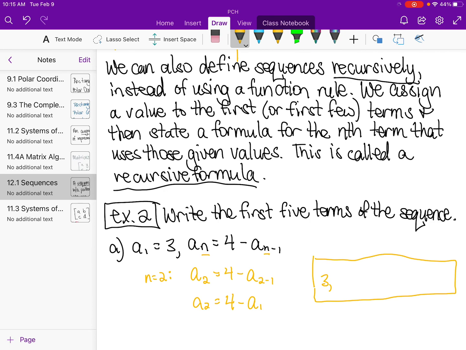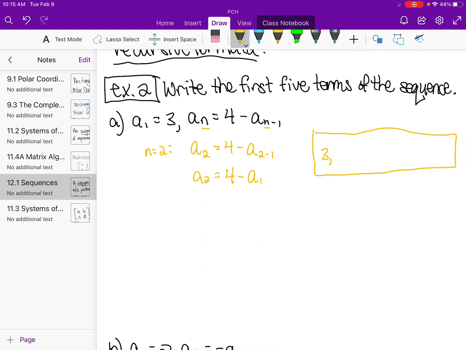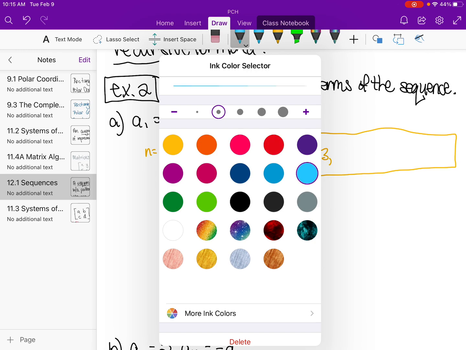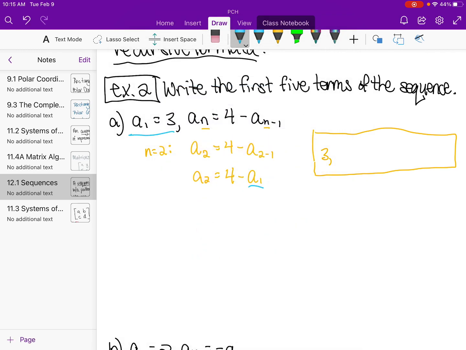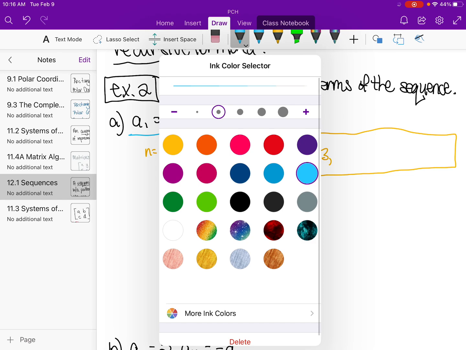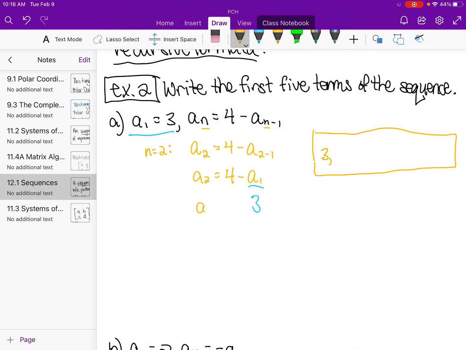We assign the value to the first term, and then state a formula for the nth term that uses those given values. So I'm using the a sub 1, plugging it in, and I get that a sub 2 is 1. So the second term, right? This is a sub 1, this is a sub 2. What is it asking me to find? The first 5. So I'm not going to show this much work for the rest of them.